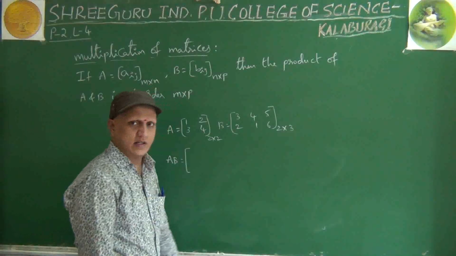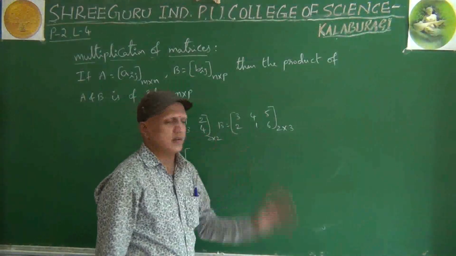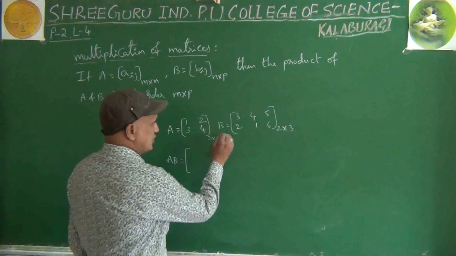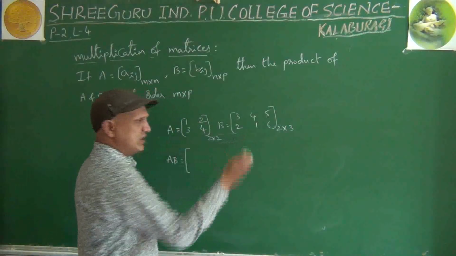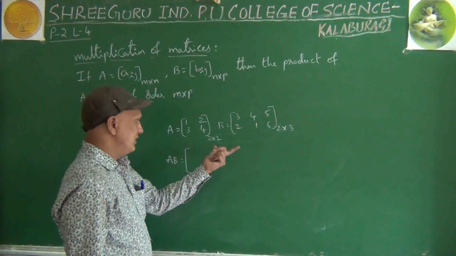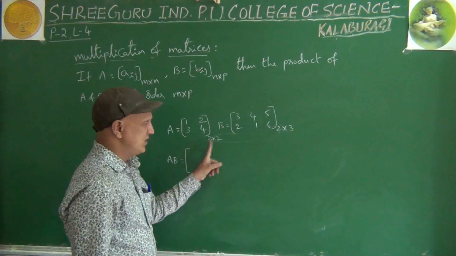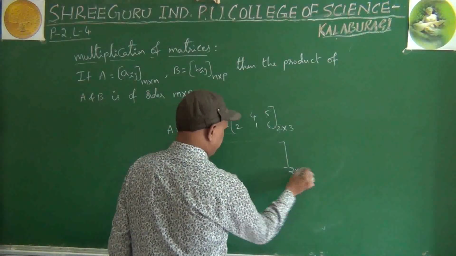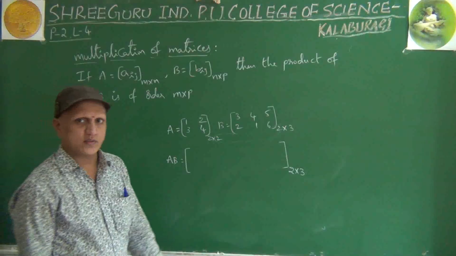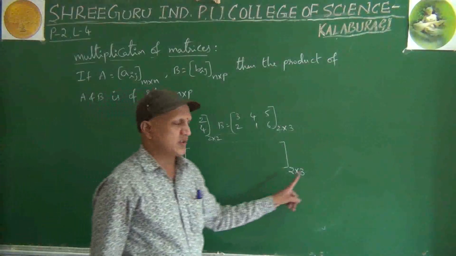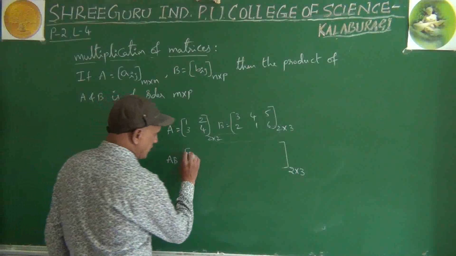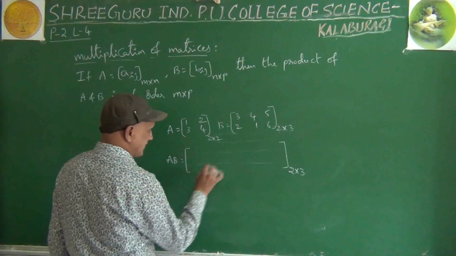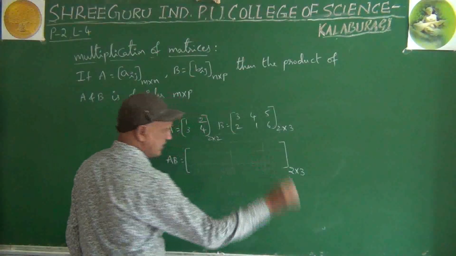Okay, now 2 by 3 matrix. 2 rows are there, 3 columns are there. Right? So, what is the order for the answer? These two should be same to multiply. Yes, both are same. What is the order for the matrix of the product of these two matrices? 2 by 3. 2 rows, 3 columns. First row, second row. 3 columns, first column, second column, third column.